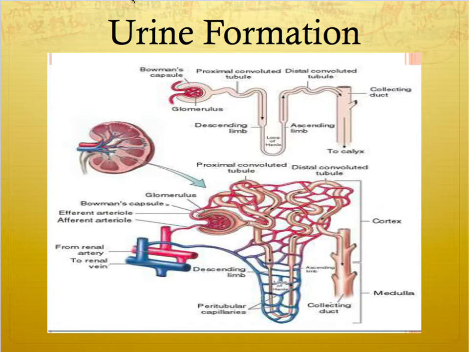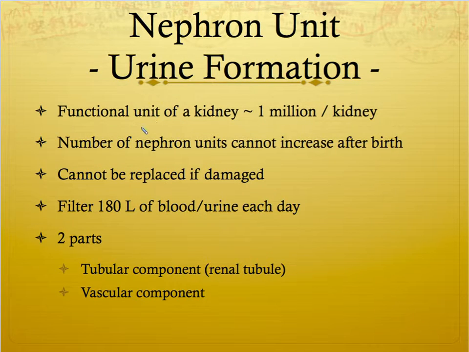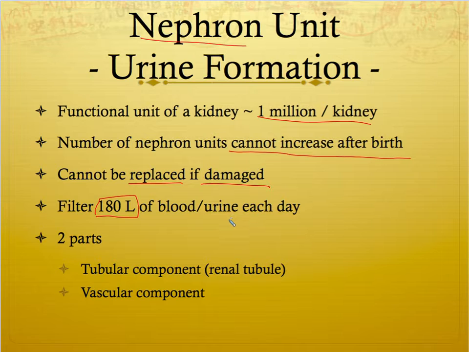Looking specifically at urine formation. This all takes place in your nephron. There are roughly 1 million nephrons in a kidney. The number cannot increase, so it doesn't change after birth. You can destroy them, which isn't good because then they can't replace themselves. So again, they can't be replaced if damaged or ruined. But your kidneys filter 180 liters of blood per day. That is a lot.